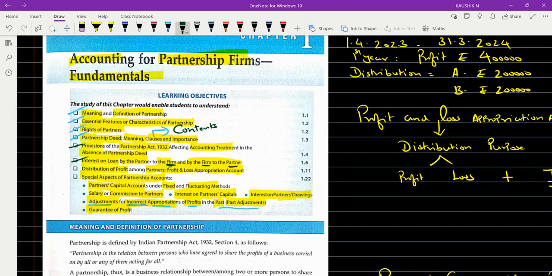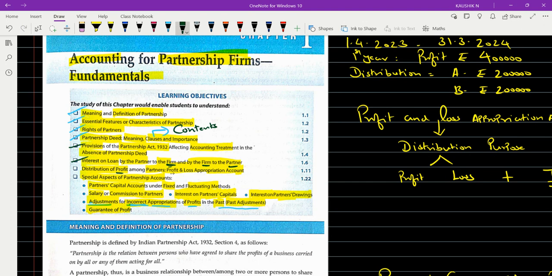What a firm is all about, or who can be called a firm and who can be called a partner. Individually, they are partners. Collectively, they are called a firm. Right. The next you can see here is distribution of profits or even losses among the partners.